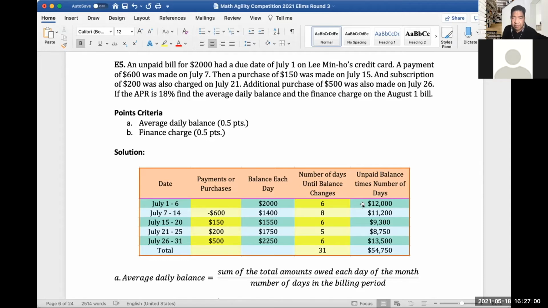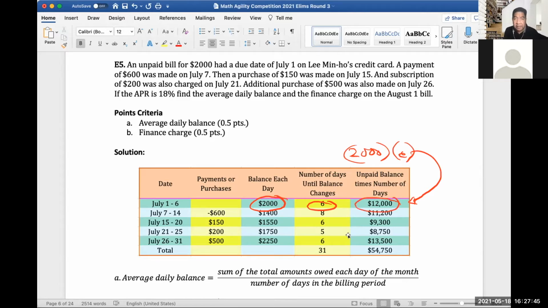So the best thing to do for this credit card problem is to make a table. So let's check it one by one. From July 1 to 6, here we have a balance of $2,000, right? We haven't purchased or paid anything, and those are actually 6 days. To get the unpaid balance times the number of days, we just multiply 2,000 times 6. So we'll get 12,000 here in this column.